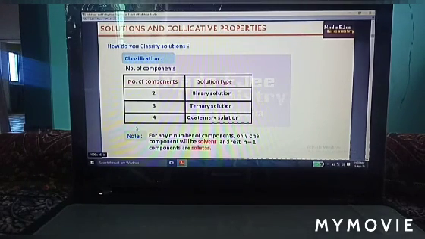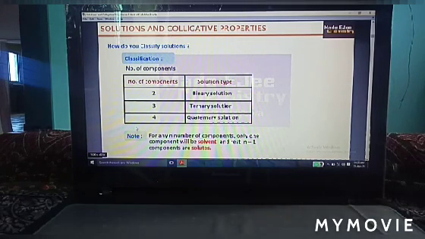Next we are going to start classifications. Basically, solutions are classified into three categories. When the number of components present in a solution is 2, it is a binary solution. When the number of components is 3, it is called a tertiary solution, and when the number of components is 4, it is called a quaternary solution. But in class 12 we only have to consider binary solutions, where the number of components present in a solution is 2.